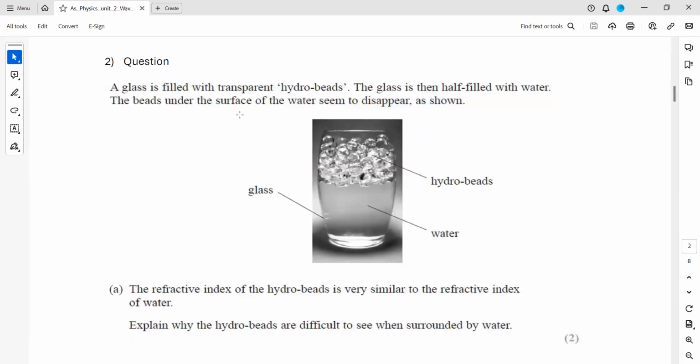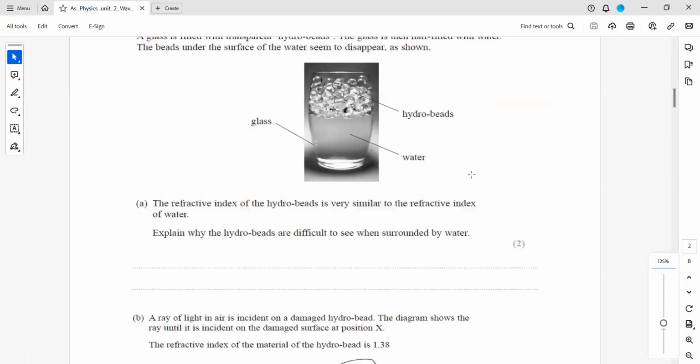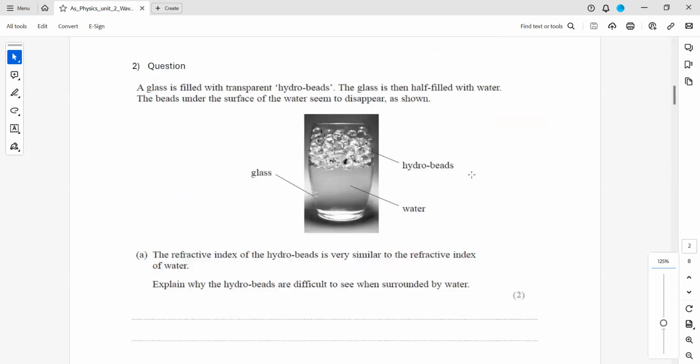In question 2, a glass is filled with transparent hydro beads. When these beads absorb the water, the size changes. The glass is then half filled with water, and the beads under the surface of the water seem to disappear. As you can see, the bead does not appear. The refractive index of the hydro bead is similar to the refractive index of the water. That's why these beads appear to disappear.